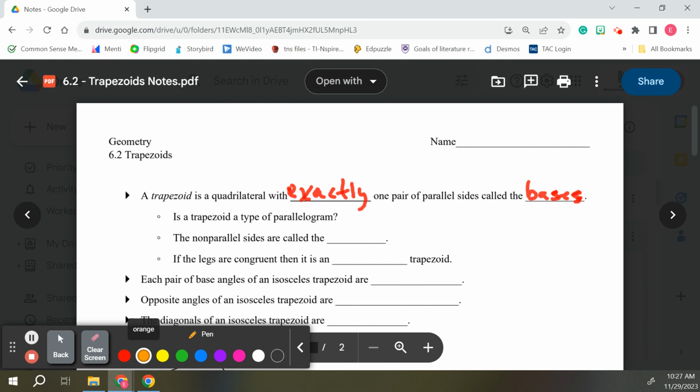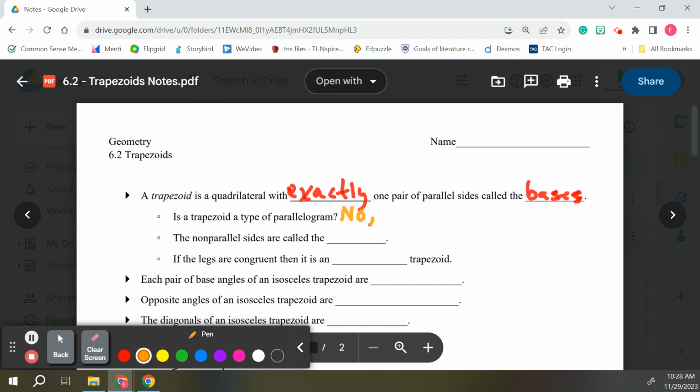We've seen them before. And they're asking here, is it a type of parallelogram? What do you guys think? Is a trapezoid like a parallelogram? Yes or no? Who says, yep, gotta be? Who says, no, not really? It kind of has some properties of a parallelogram because the bases are parallel, right? But it's not completely a parallelogram. So I'm going to put here no.